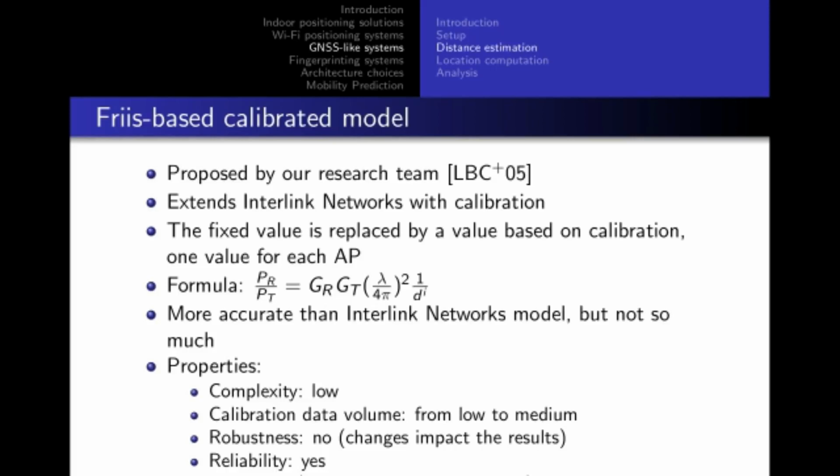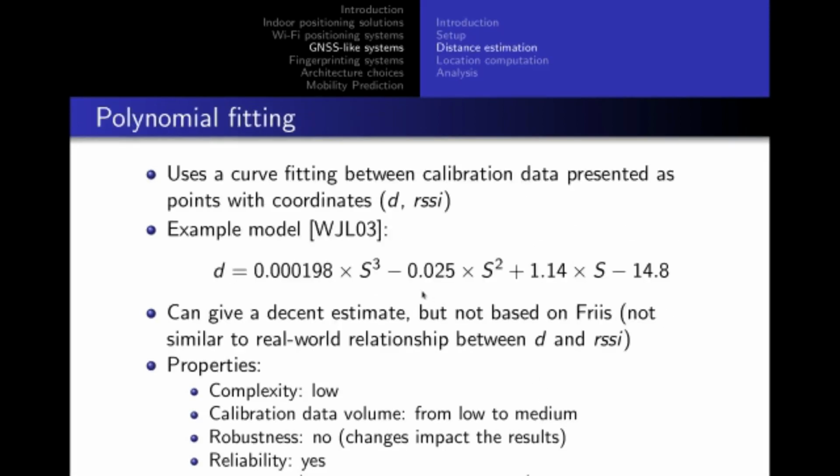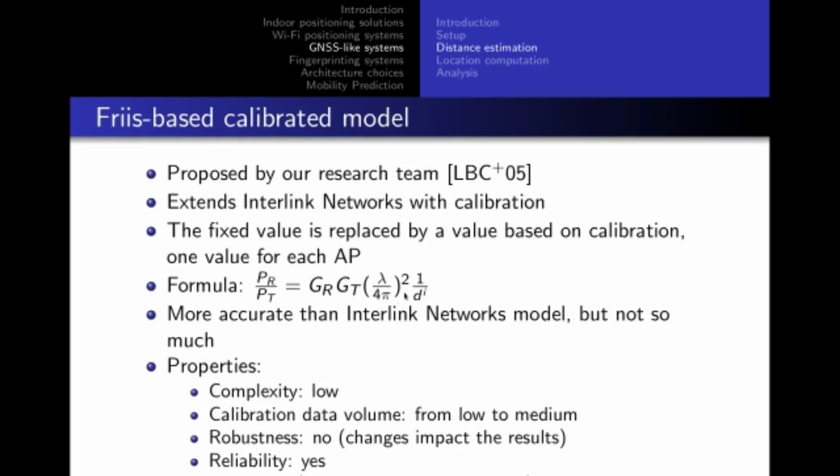Then we proposed a Friis-based calibrated model, which is based on and extends Interlink Networks with a calibration. There, the fixed value is replaced by a value based on calibration, one value for each access point. So it's the I here. It's more accurate than Interlink Networks, but not so much.